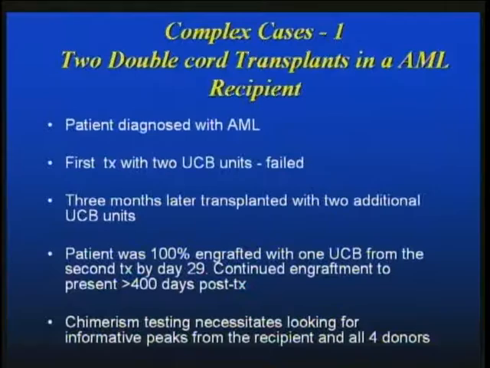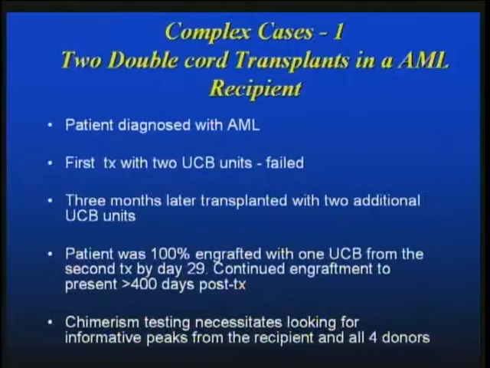There was a patient that was diagnosed with AML, received a first transplant, two umbilical cord blood units, both failed to engraft. So 3 months later, this individual is transplanted with another two additional cord blood units. Happily for this patient and for us who are trying to follow this patient in the lab, he engrafted 100% in all lineages with one of the cord blood units from the second transplant and still is doing fine, greater than 400 days post-transplant. However, every time we do receive a sample in the lab, we have to look for informative peaks for all the donors.